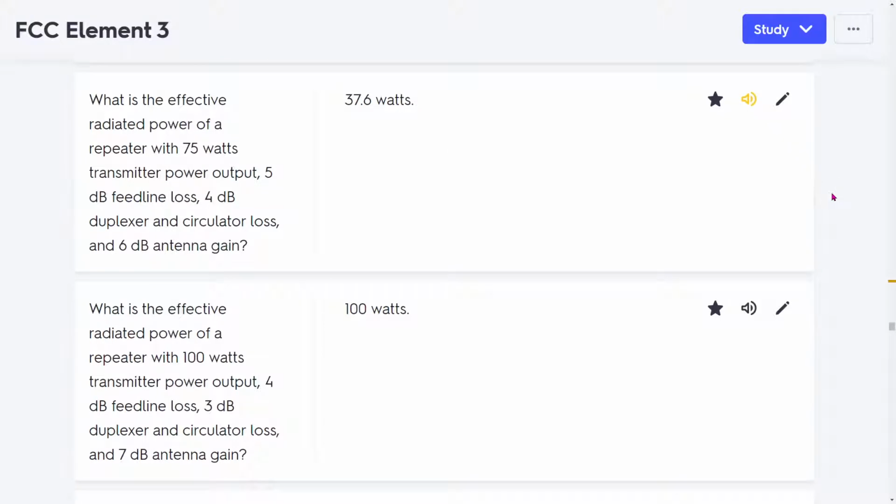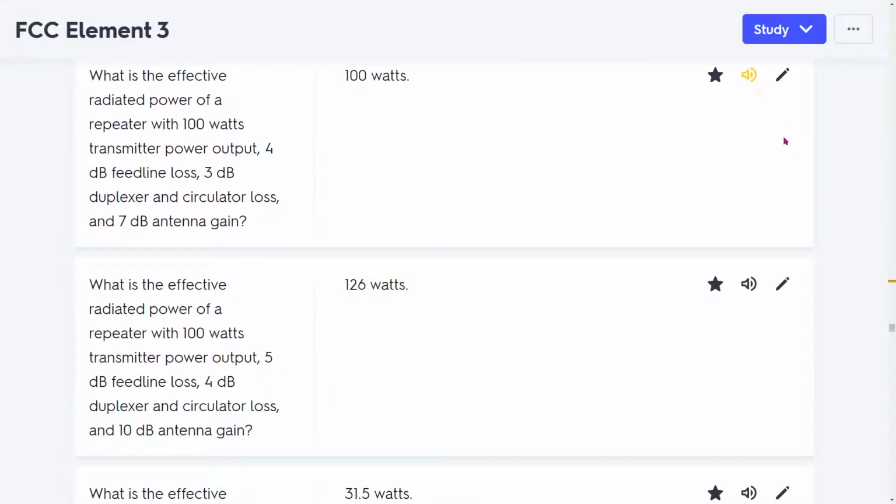What is the effective radiated power of a repeater with 75 watts transmitter power output, 5 decibels feed line loss, 4 decibels duplexer and circulator loss and 6 decibels antenna gain? 37.6 watts. What is the effective radiated power of a repeater with 100 watts transmitter power output, 4 decibels feed line loss, 3 decibels duplexer and circulator loss and 7 decibels antenna gain? 100 watts.